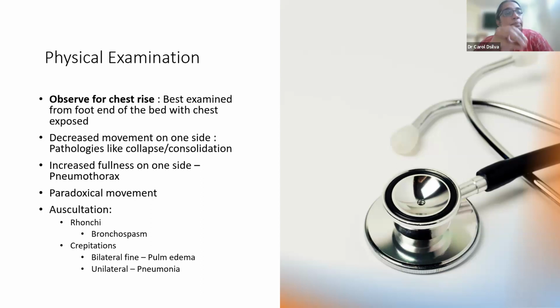So some things that you can pick up. Basically, there should be symmetrical breath sounds on both sides. If on one side you're hearing a normal vesicular breath sound and the other side is reduced, there might be a pathology on that side.